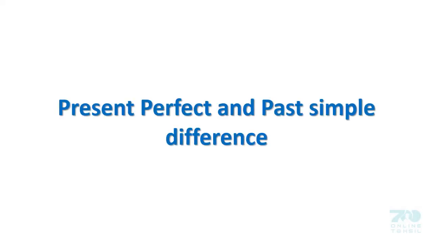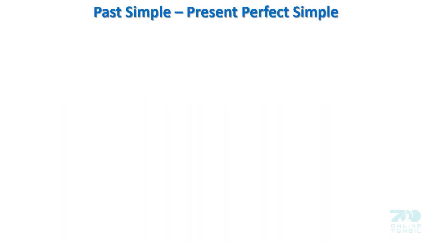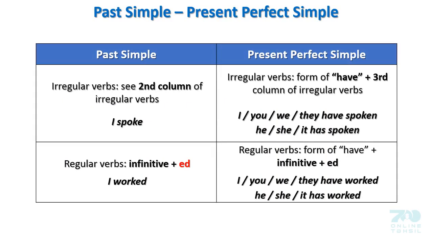Present perfect and past simple difference. Past simple, irregular verb: see the second column of irregular verbs. Example: I spoke. Regular verbs are formed with the infinitive plus ed. Example: I worked. Present perfect simple, irregular verbs: form of have plus the third column of irregular verbs.